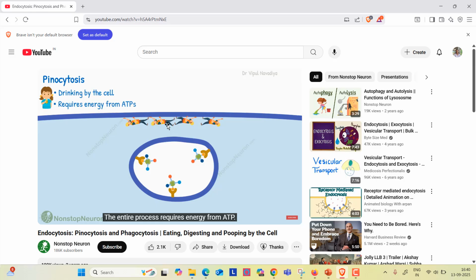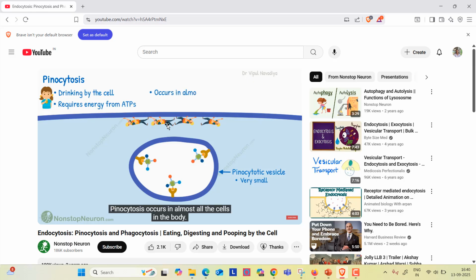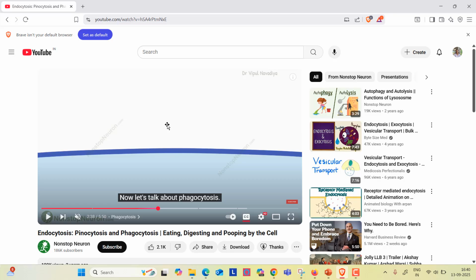This entire process requires internal energy from ATP. The vesicle formed by pinocytosis is called a pinocytotic vesicle. Such vesicles are very small. Pinocytosis occurs in almost all the cells in the body. So this was about pinocytosis. The different types of pinocytosis, they will show later.